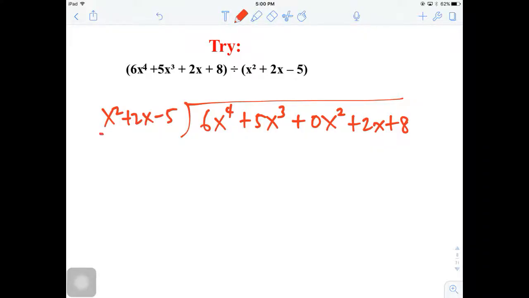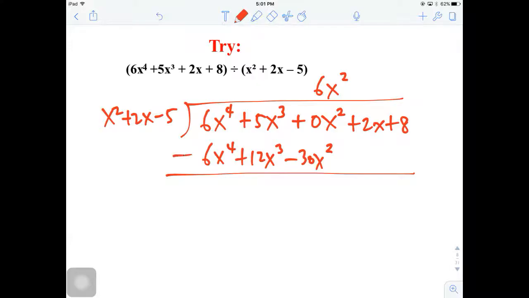And again, we're going to look at the first terms and say, what do we need? So we need a 6x squared, correct? So we got 6x squared, and I'm going to put it on top of the third term because there are 3 terms here. And so we're going to distribute. That would be 6x to the 4th plus 12x cubed, and then minus 30x squared. I'm going to subtract everything and changing the signs on the bottom row.